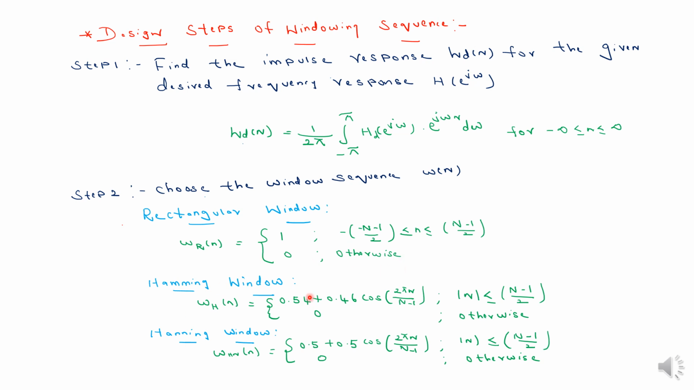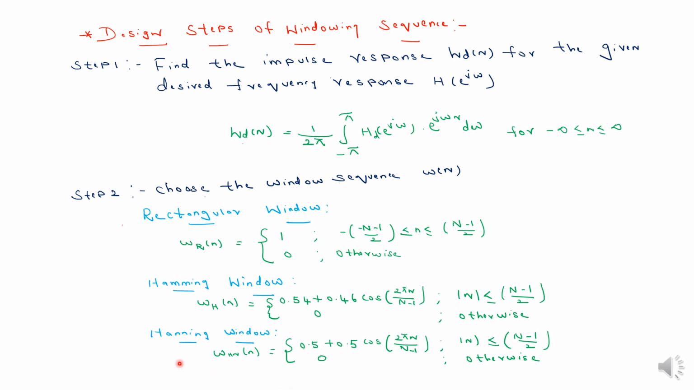Hamming window is represented mathematically by w_h(n) equal to 0.54 plus 0.46 cos(2πn/(N−1)) for |n| less than or equal to (N−1)/2, and the window sequence value is 0 otherwise.